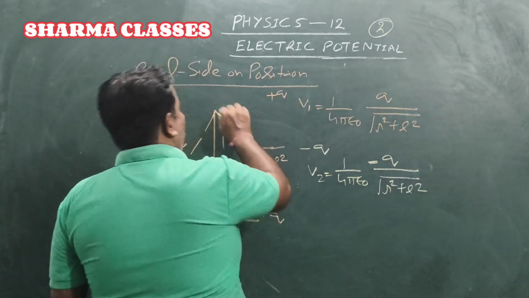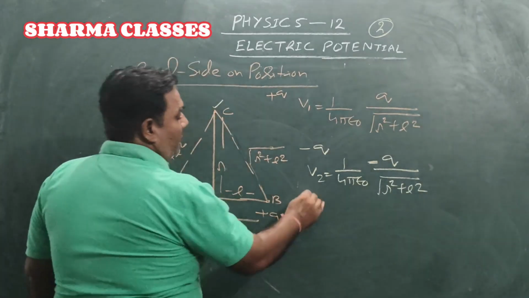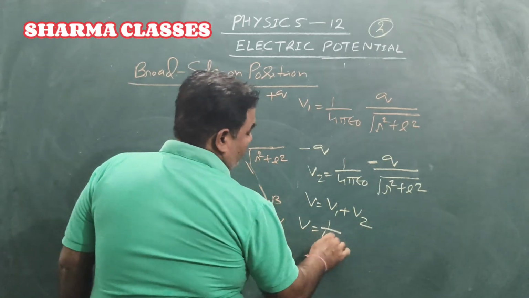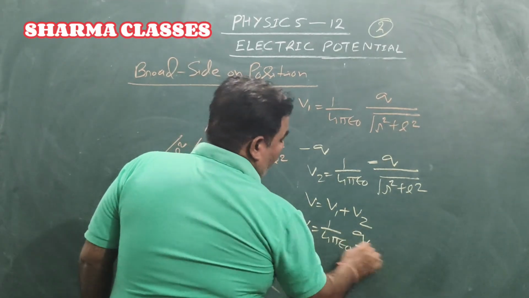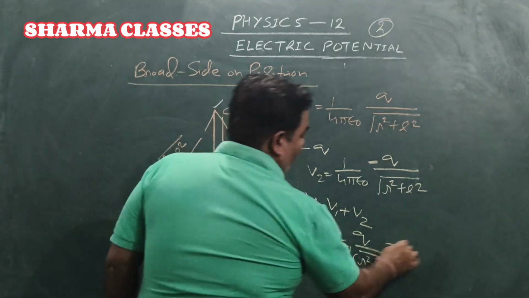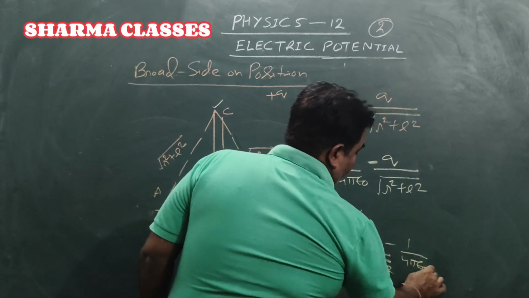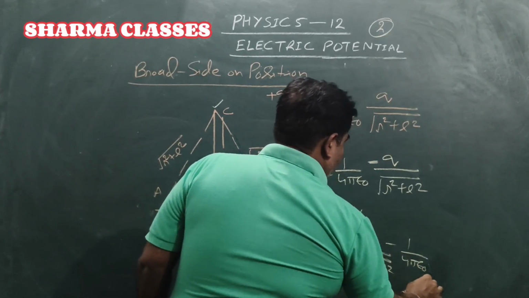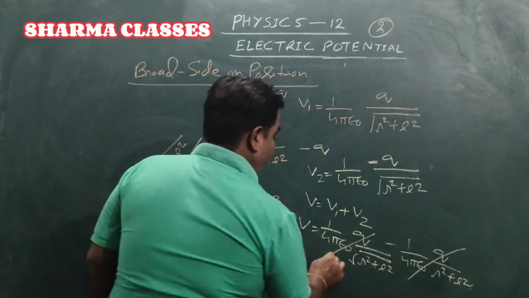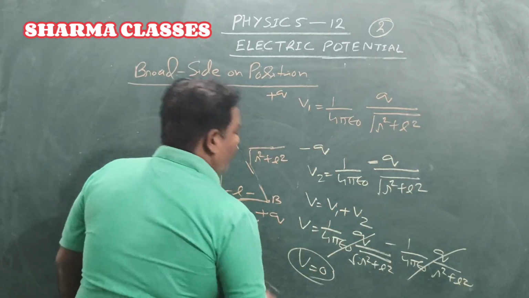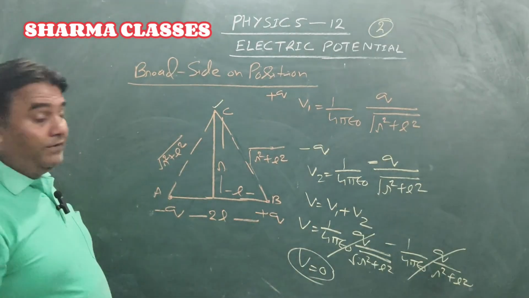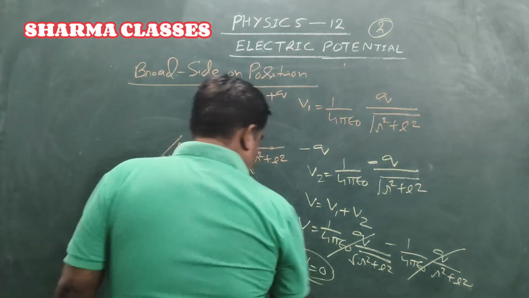Resultant potential at point C due to electric dipole is V equal to V1 plus V2, or 1 upon 4 pi epsilon naught q upon under root R square plus L square, and 1 upon 4 pi epsilon naught q upon under root R square plus L square with opposite sign. So V is equal to 0. The electric potential on the equatorial position is 0, but the intensity of electric field is not 0. That is very important.